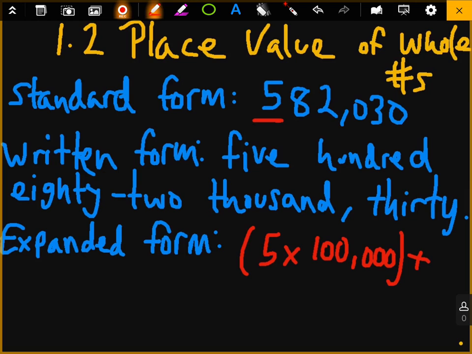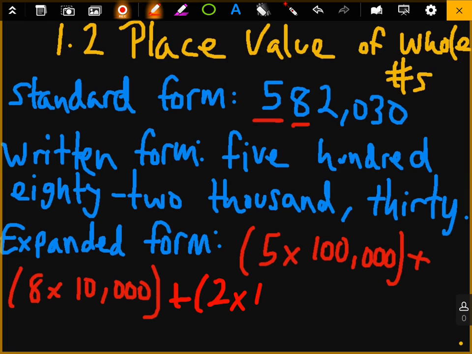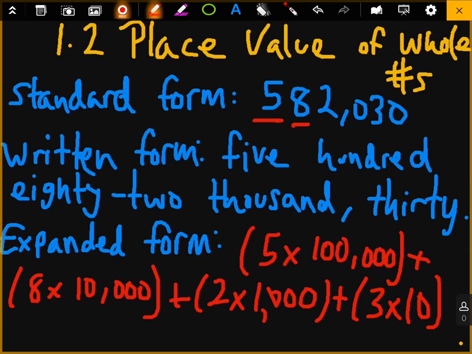Now, is that the only whole number we see? Absolutely not. We also see this 8, so we have to put an addition sign, because that 500,000 needs to be added with these other numbers to make 582,030. The 8 is in the 10,000th place, so it would be 8 times 10,000. And then we still have a couple more numbers. The 2 is in the thousands place. It'd be 2 times 1,000, plus that last number, the 3, which is in the tens place. 3 times 10.